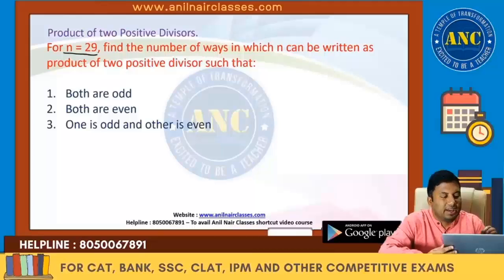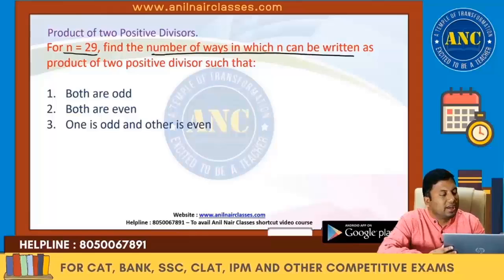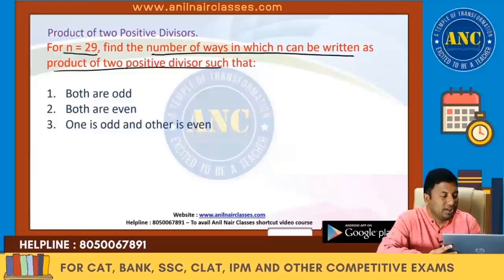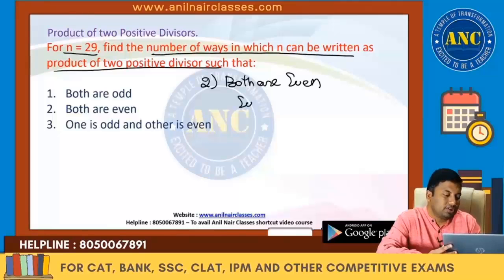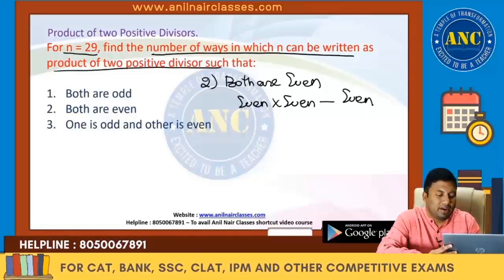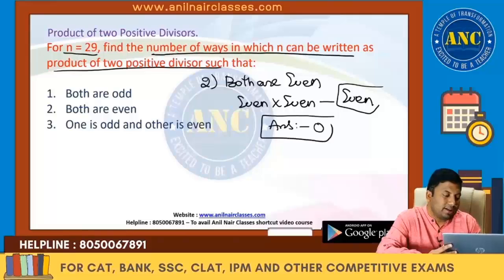N is 29. Find the number of ways in which n can be written as a product of two positive divisors such that both are odd, both are even, one is odd and another is even. Second one first we will do. Both are even numbers. That means even number into even number. Even into even, I will get an even number. But the question is 29. It is an odd number. So the answer is 0.